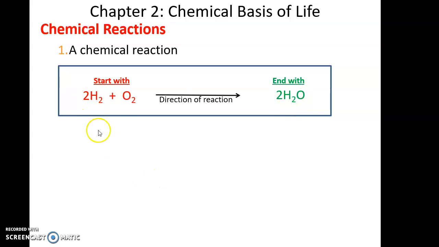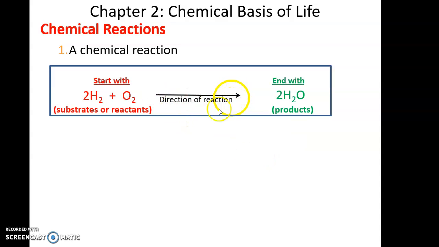The big 2 in front of the molecule tells you how many of those molecules are needed for the chemical reaction. We refer to what you start with as substrates or reactants. Sometimes they're called substrates, sometimes they're called reactants. So hydrogen and oxygen are the substrates. And then what you end with is referred to as the products. So water is the product.